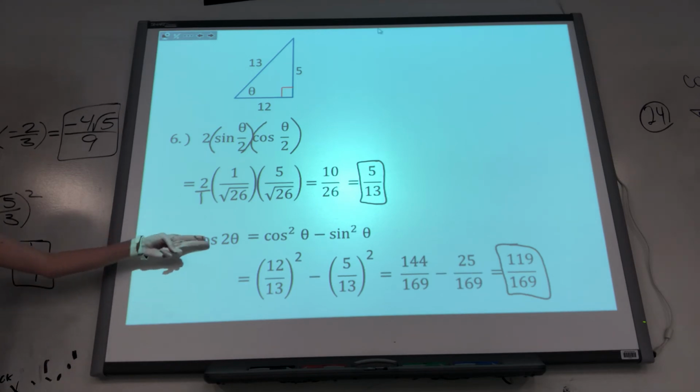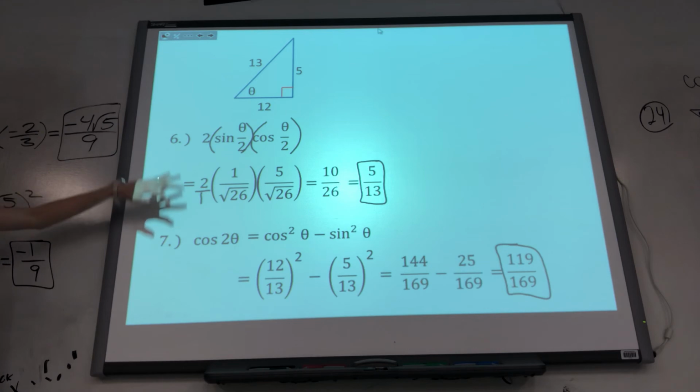Now, I'm not sure if they try to trick you like this in your homework or not, but this is just to kind of let you see the difference here between half angles and double angles. Any questions about those?